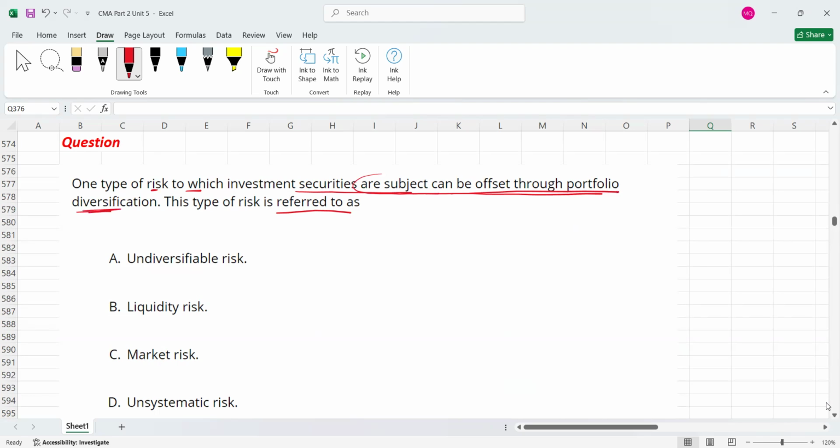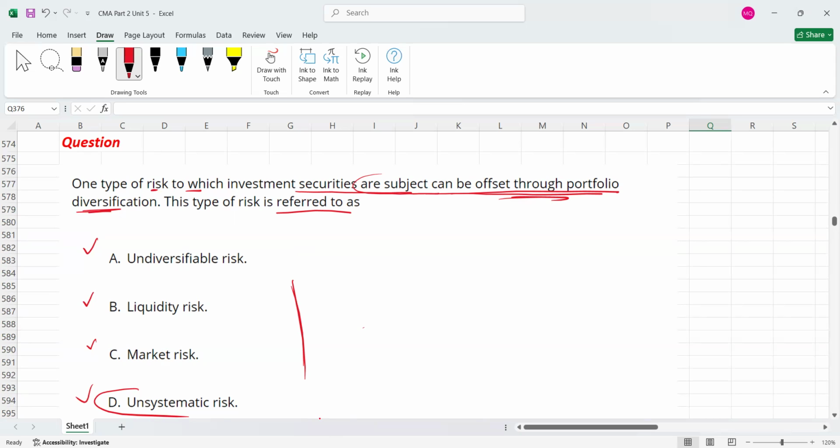Simply, guys, here we have four types of risk, right? Undiversifiable risk, liquidity risk, market risk, and unsystematic risk. So you have to tell in which type of risk the risk can be offset through diversification. So guys, I told you this is the unsystematic risk, right? Because unsystematic risk is the company specific risk. It is also called non-market risk, and this is the risk which we can diversify away by having a diversified portfolio.